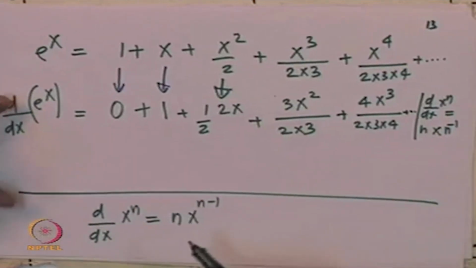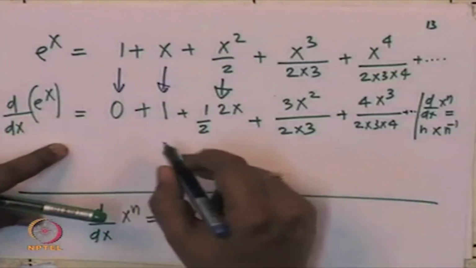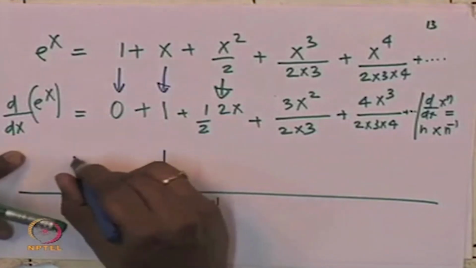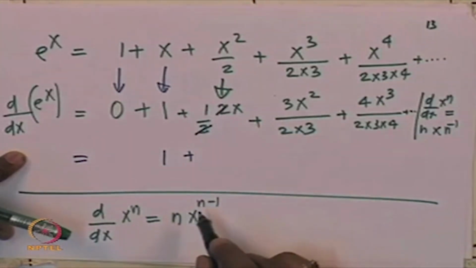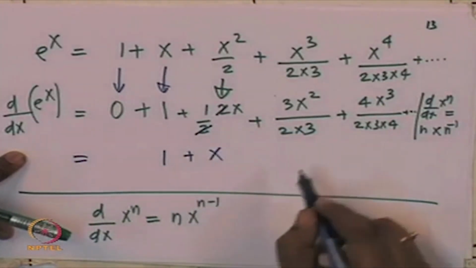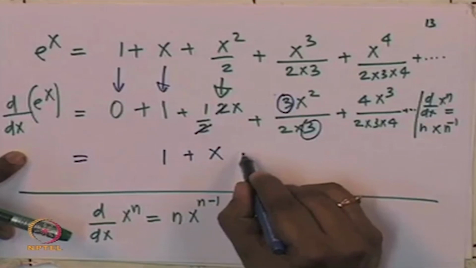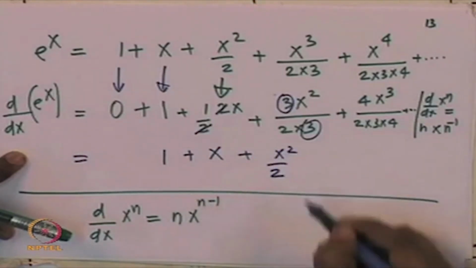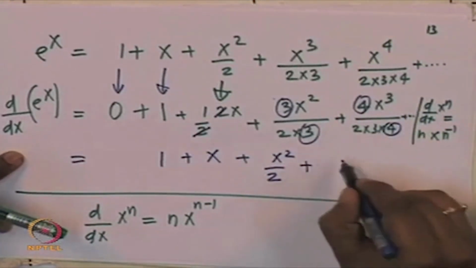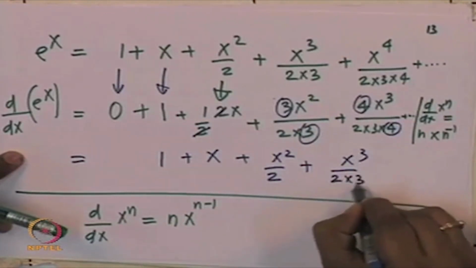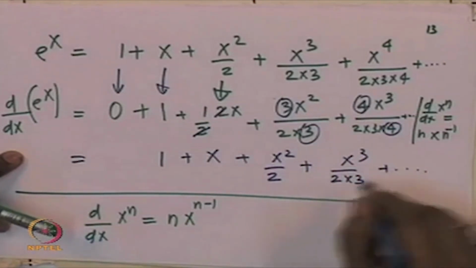So, let us rewrite this. 0 plus anything is that thing itself, so we need not write 0. We can write 1 here. Essentially, this is 1 plus, and this 2 and this 2 cancel, so you get x. This 3 and this 3 cancel, so you get plus x square by 2. This 4 and this 4 cancel, so you get x cube by 2 into 3, plus so on and so forth. You can keep doing this sum.